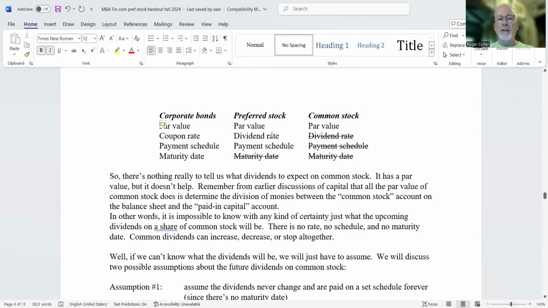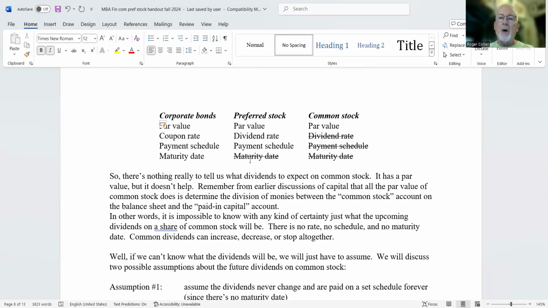Preferred has par, dividend rate, payment schedule, but no maturity date. We know what to expect, and as long as we're willing to assume they last for a long time or forever, then we get a value. But now we come to common stock, and almost everything that we knew about bonds is missing from common stock.